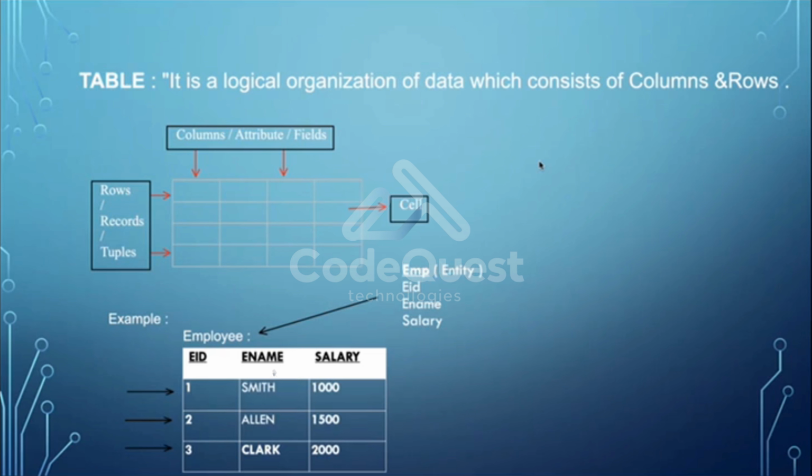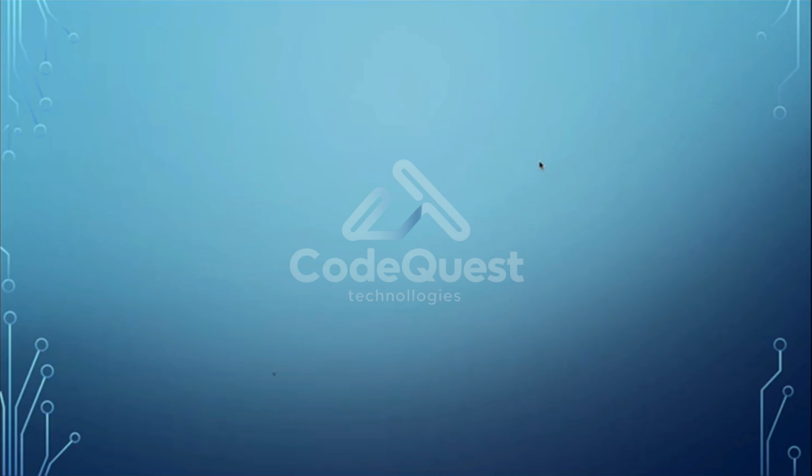When you say Employee is the name of your table, it has three columns, that is employee ID, employee name and salary, and it again has three records, or three rows, or three tuples, you can say, having the employee names Smith, Allen and Clerk. So Employee is an entity, an object which has the employee ID, employee name and the salary of an employee.